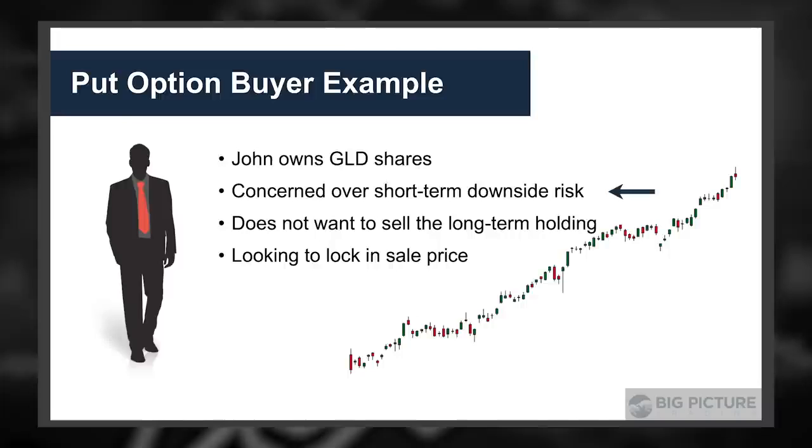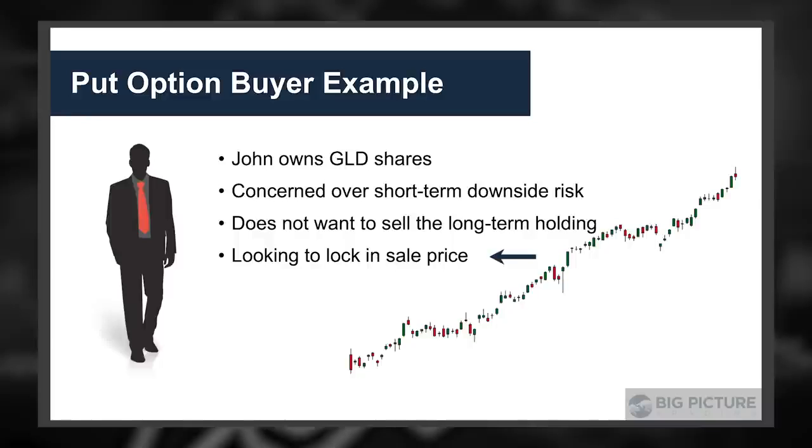So in this scenario, John does not want to sell his long-term holdings just to be a short-term market timer. He's long-term bullish gold. He wants to never lose his gold shares. He's just very short-term concerned that there's going to be a pullback and wants to buy some insurance to help buffer any short-term volatility. And so he's looking to lock in a sale price.